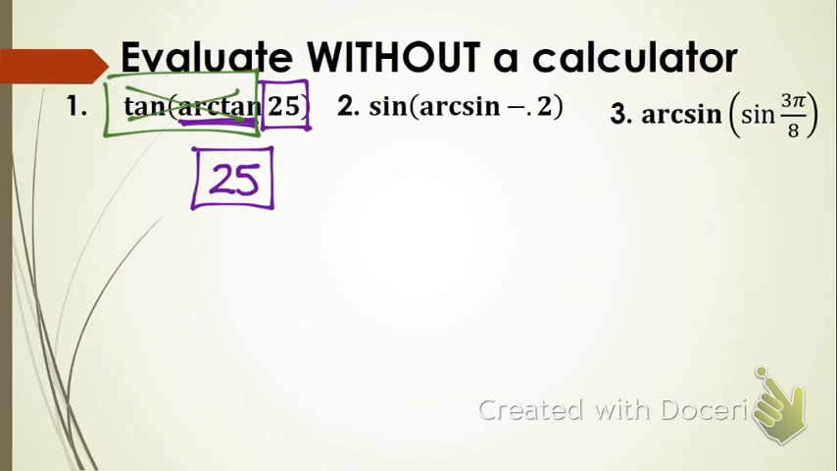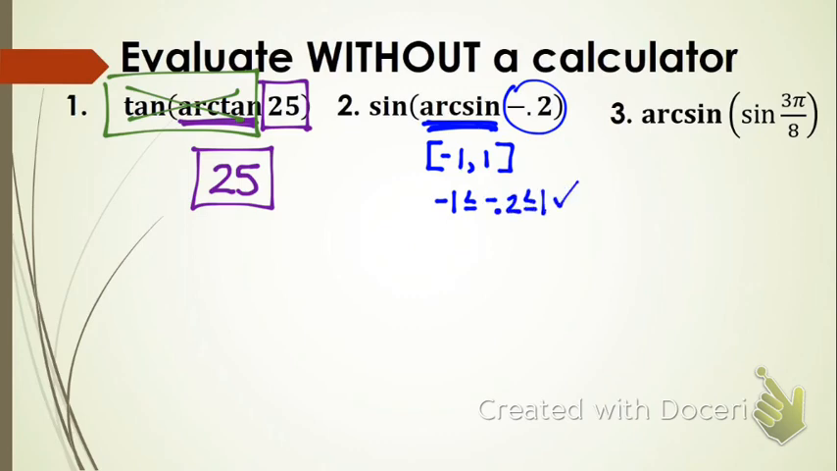Do we have restrictions on arc sine? Has to be in between what and what? -1 and +1 for arc sine. Is this value in between -1 and +1? Yes. -1 is less than or equal to -0.2, less than or equal to 1. It meets those restrictions. So what happens to sine and arc sine? So this whole thing simplifies to -0.2.